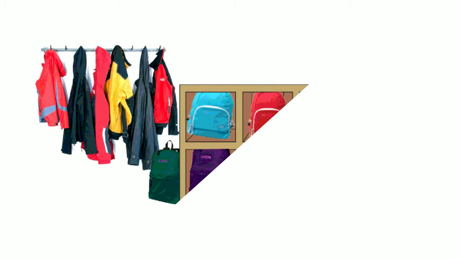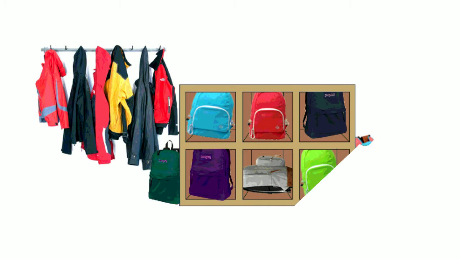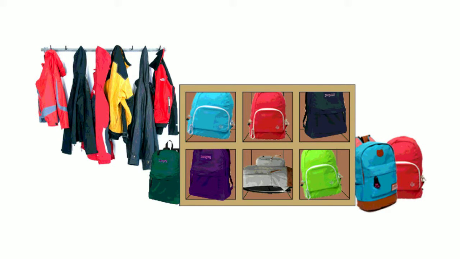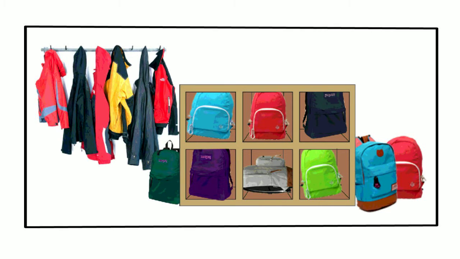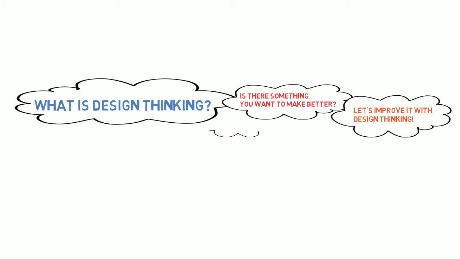Let's say something my group wants to improve is how we store our book bags and coats in the classroom. There is never enough room for everyone's belongings in the cubbies and on the coat hooks. This causes traffic jams when it's time to put our things away or get them before we leave. We will solve our problem by going through the 5 steps of the design thinking process.